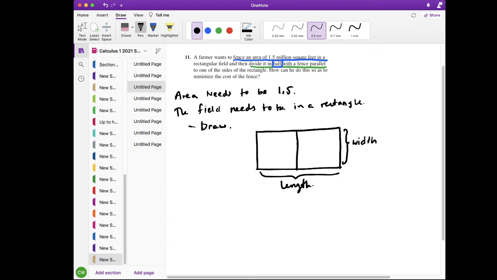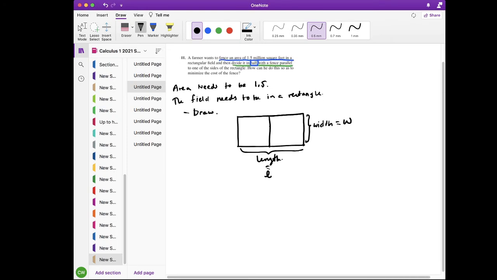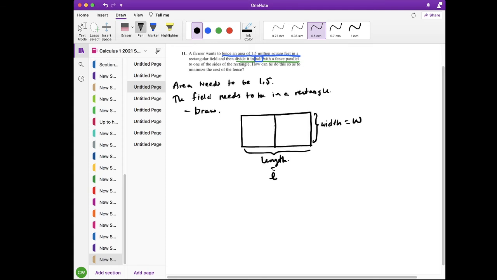Maybe call it W and L. Good, yeah, so W times L must always be 1.5, always. So we can adjust the lengths and widths as long as the area is fixed to be 1.5.